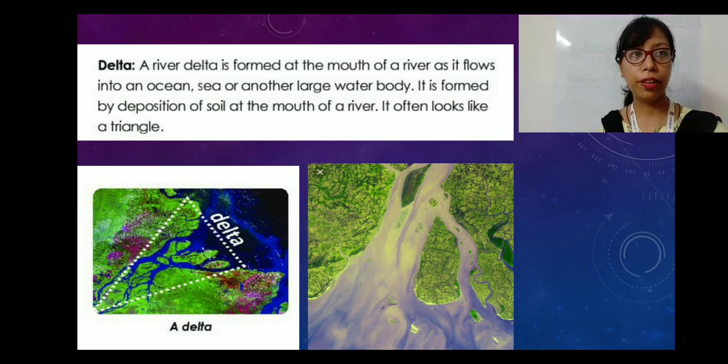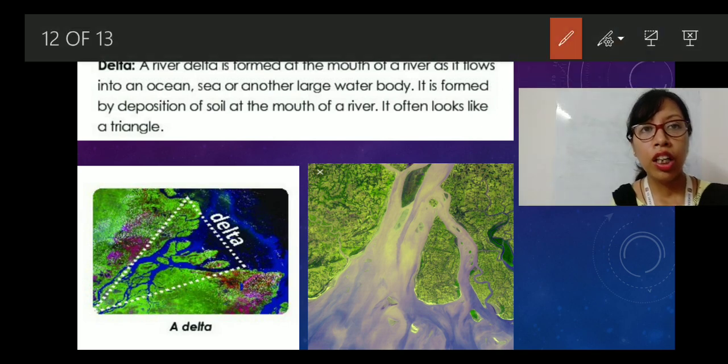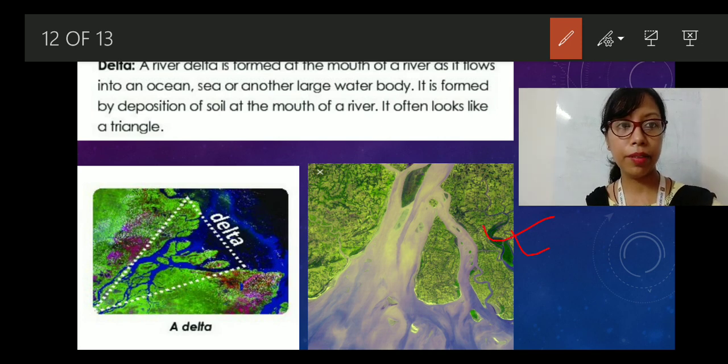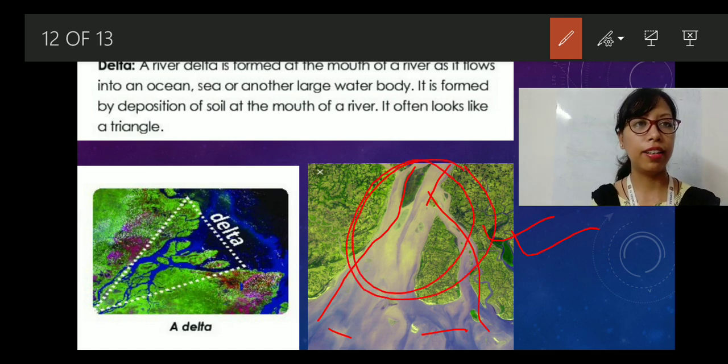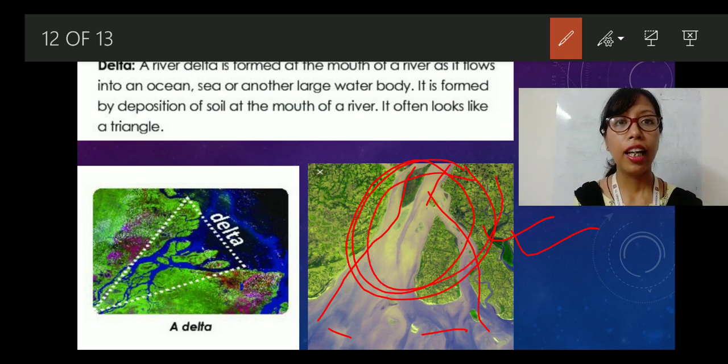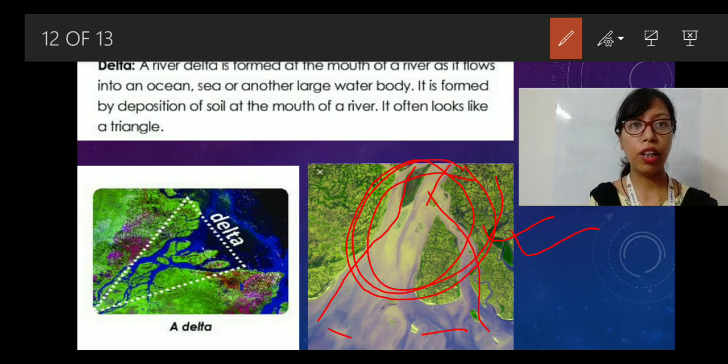As you can see here on the picture on your screen, this is the delta. Now here the river flows into this ocean. It can be an ocean, or a sea, or any other large water body. As you can see here, these are the depositions. The yellowish color is the deposition of soil. That's why it is called the delta, where the deposition is formed, and it is called the mouth. Okay, so it is formed by deposition of soil at the mouth of the river.